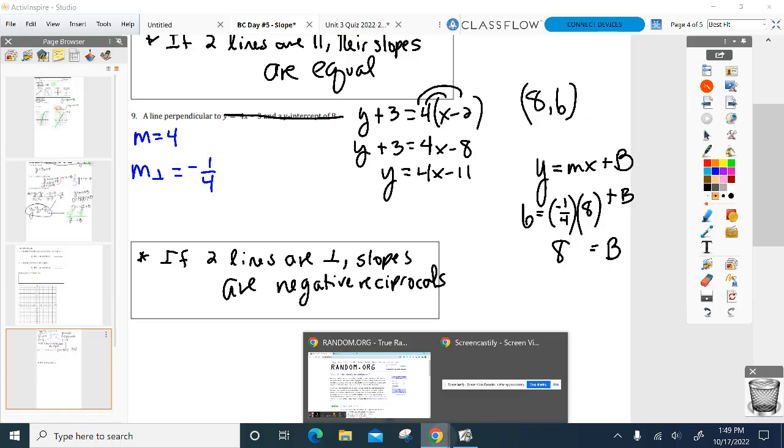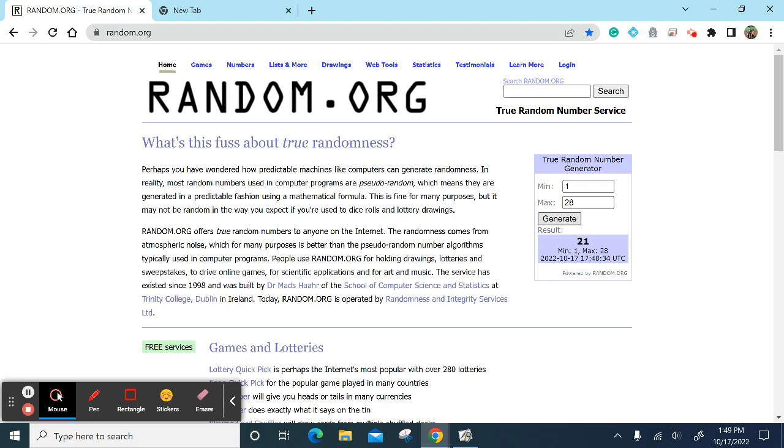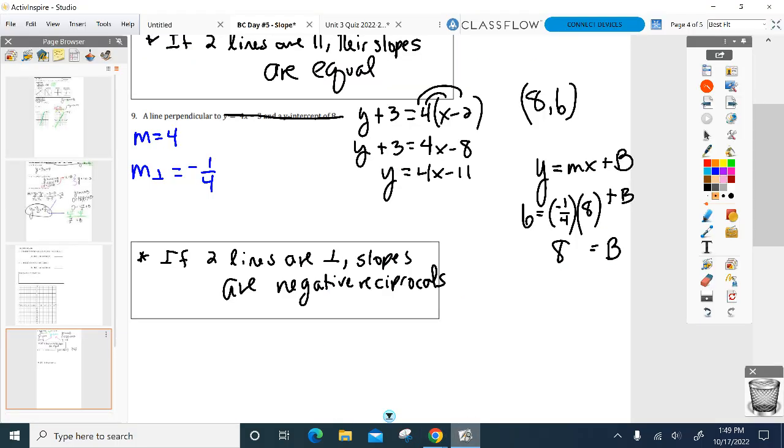Okay, put the two together for me, everyone. What's the slope of my perpendicular? What's the equation of my perpendicular line? Time for redemption. So slope negative 1/4, and then plus 8. Negative 1/4 x plus 8. Okay, there you go.